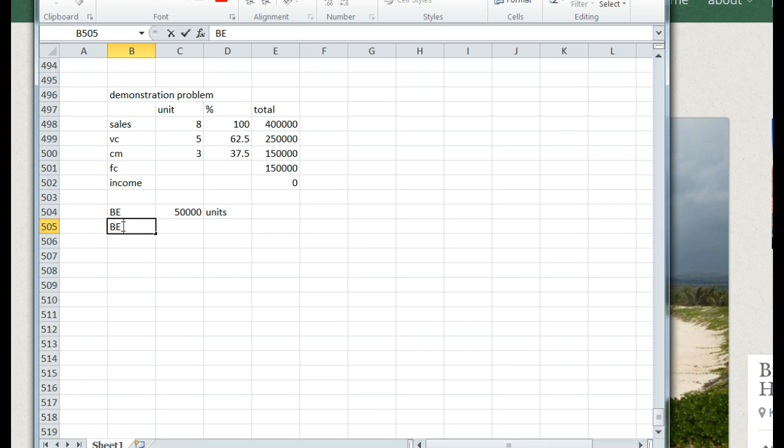Break even in dollars of sales. Here we go and take our fixed cost divided by contribution margin percent, 0.375. Looks like $400,000 worth of sales, which is what we came up with over here, and we're going to be breaking even.